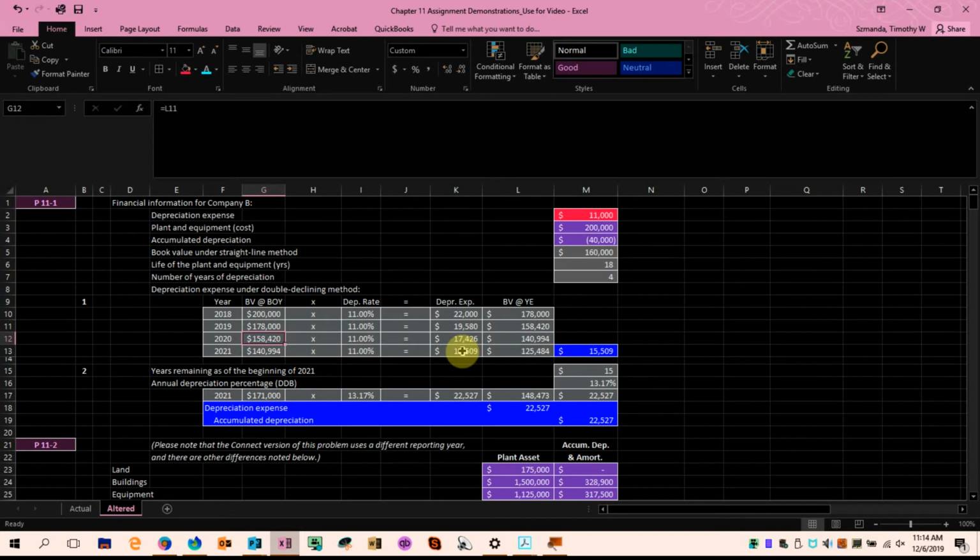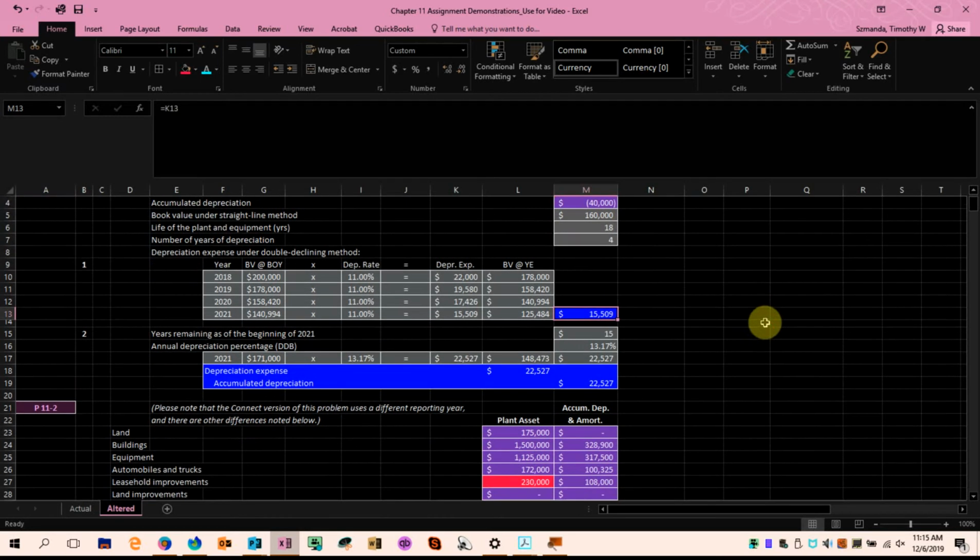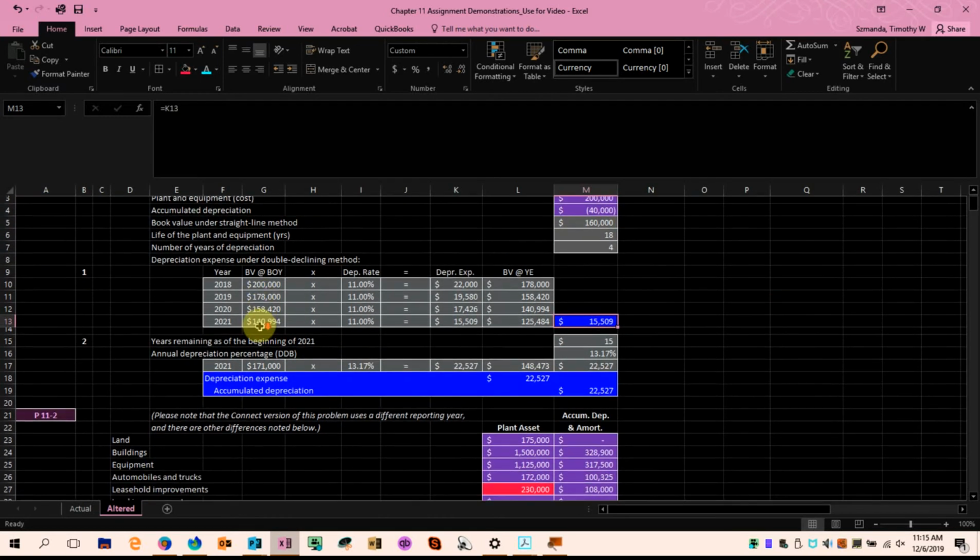Once we're done calculating all our depreciation expenses, we just add them together. And that would give us our total depreciation. However, in 2021, the depreciation is strictly the final beginning balance of 149,994 times 11%, or 15,509. And that is the calculation then for part 1.